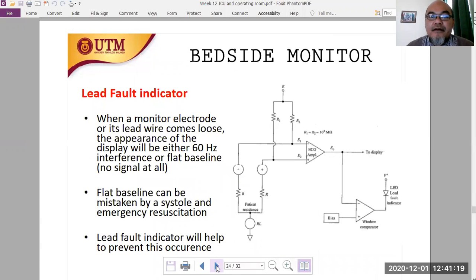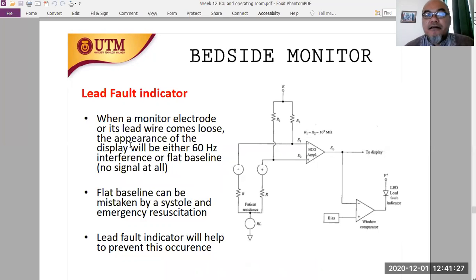Lead fault indicator: when a monitor electrode or its lead wire comes loose, the appearance of the display will be either 60 hertz interference, which is the frequency of the electrical line, or a flat baseline, no signal at all. So if we put in this lead fault indicator, it will be indicated and warn the nurse at the ward.